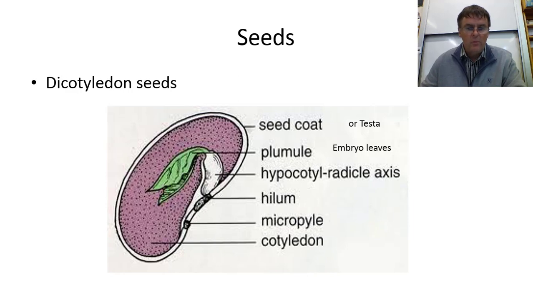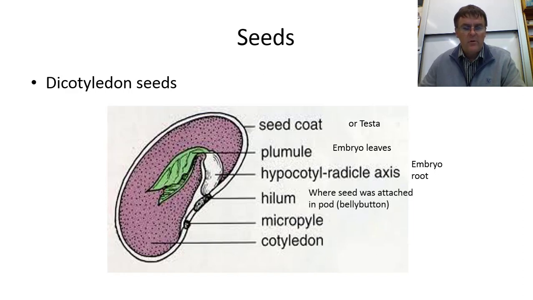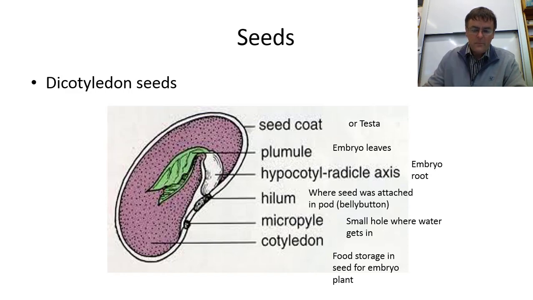Then we've got the plumule, or the leaves of the baby. Then there's the hypocotyl, or the radicle, which is the root of the baby. The hilum is where the seed was attached in the seed pod. You can call it its belly button if you like. There's a thing called a micropyle where water will get in and trigger the germination process. And then there's the cotyledon, which is the food storage part of the seed.